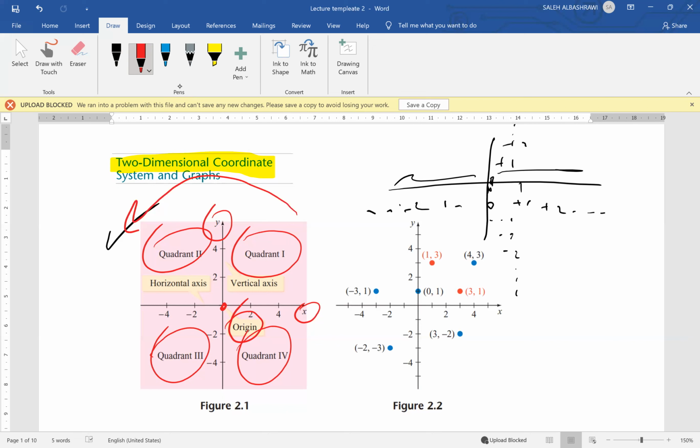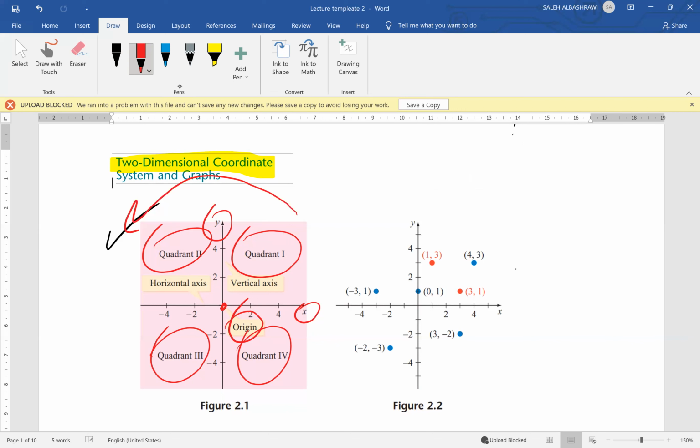Now, any point on the xy plane, which we call the xy plane or two-dimensional coordinate system, can be represented by an ordered pair. An ordered pair means that any point can be written as x and y. It has an x value and a y value. The x value is the value on the x-axis, and the y value is the value on the y-axis. This notation we call an ordered pair. So any point in the xy plane can be represented by this notation (x, y).